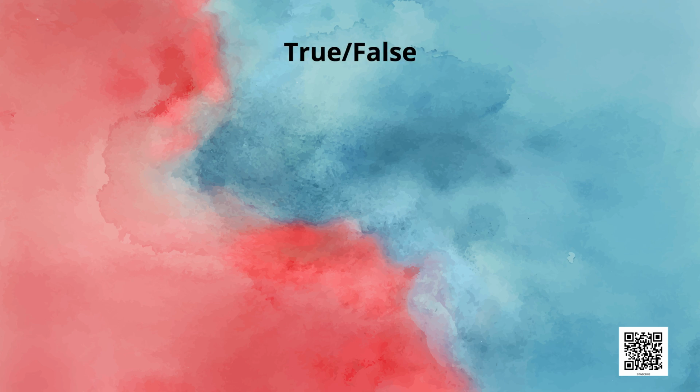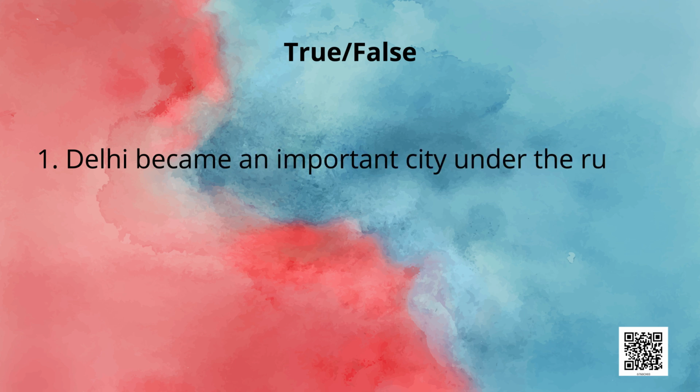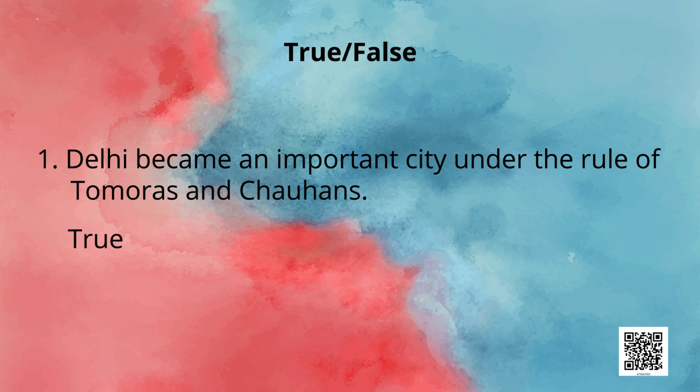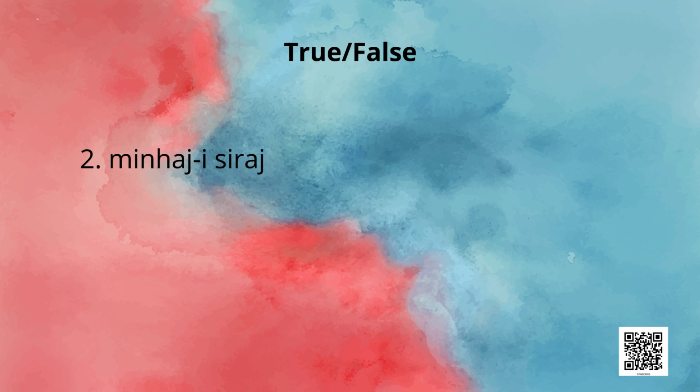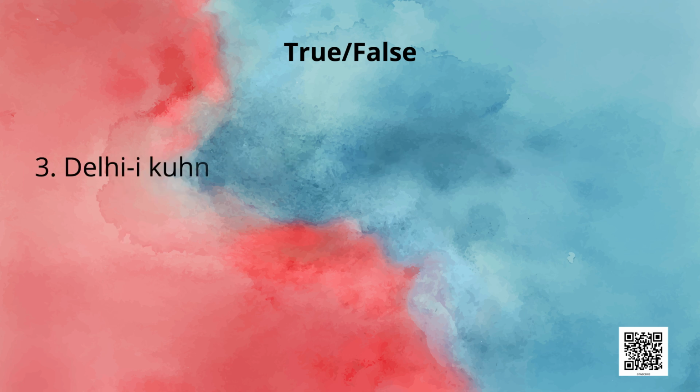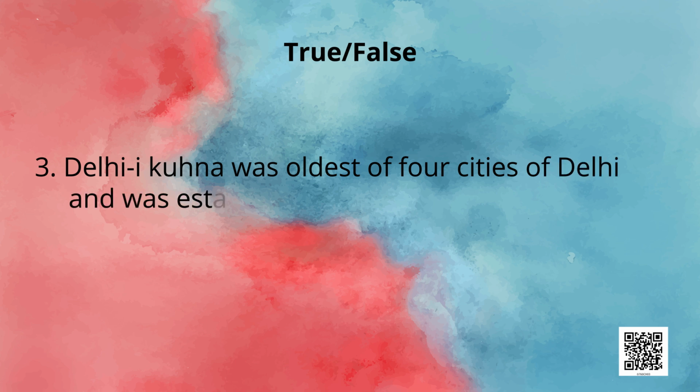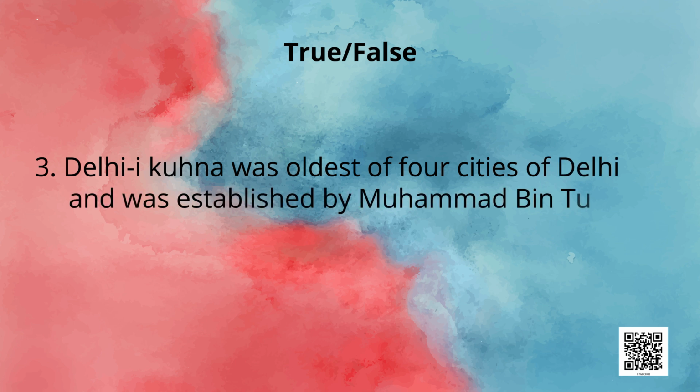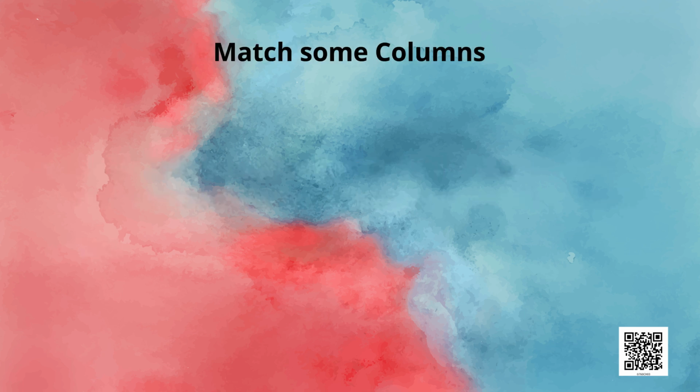So students, I will ask some true and false. Delhi became an important city under the rule of Tomars and Chauhans. True. Minhaj-e-Siraj was in favor of a Queen's rule in Delhi. False. Delhi-i-Kuhana was the oldest of the four cities of Delhi and was established by Muhammad bin Tughlaq. True.